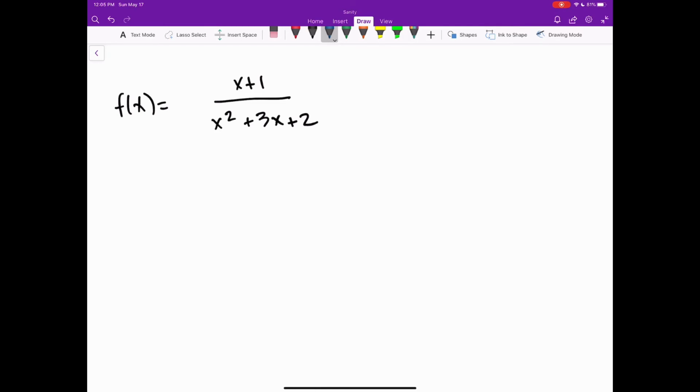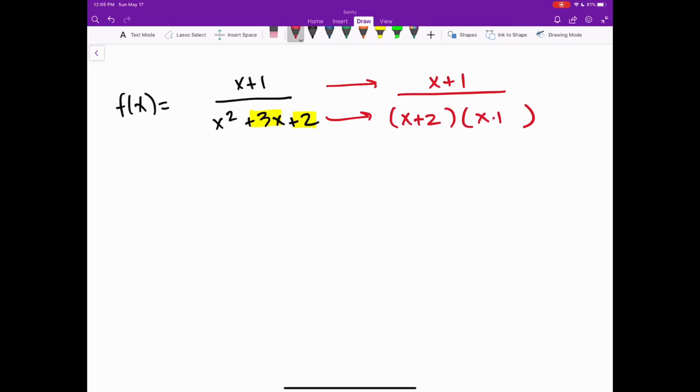Again, let's check to make sure that we can factor the denominator. The top is going to remain the same, just x plus 1. The denominator, let's see if that factors. What are two numbers that multiply to be 2 but add to be 3? That's just a simple factoring of x plus 2 times x plus 1.